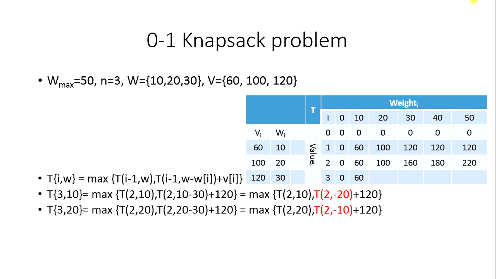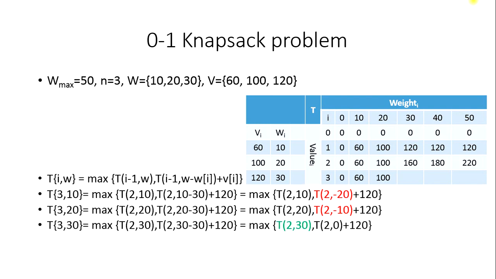The second one, 3 comma 20, we again follow the same regiment, and we see that the first argument is a valid one, 2 comma 20, the value of 2 comma 20 from the table, whereas the second argument is again 2 comma minus 10, which we do not have in the table, so it will be discarded. So the value of 2 comma 20 is 100, which will be placed in 3 comma 20 also.